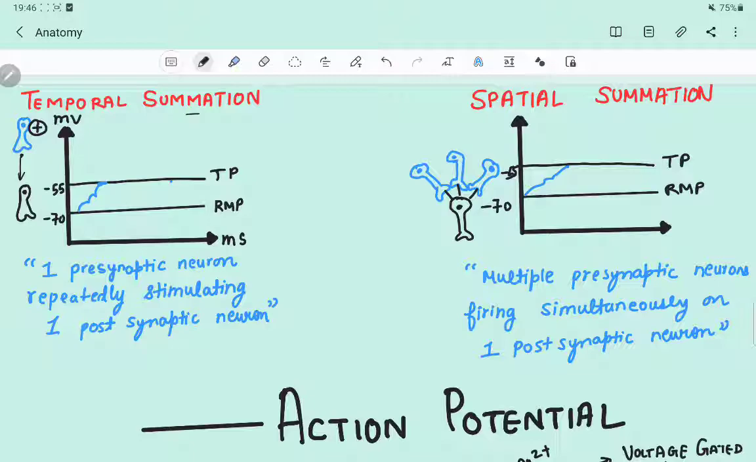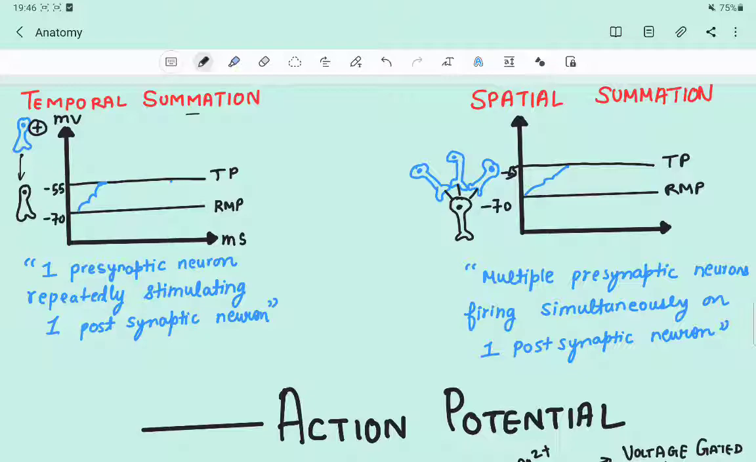The next category is spatial summation. In spatial summation, more than two presynaptic neurons simultaneously fire on the postsynaptic neuron. So there are multiple presynaptic neurons firing simultaneously on one postsynaptic neuron. In this way, the resting membrane potential directly touches the threshold potential. All right, so these are the two categories.